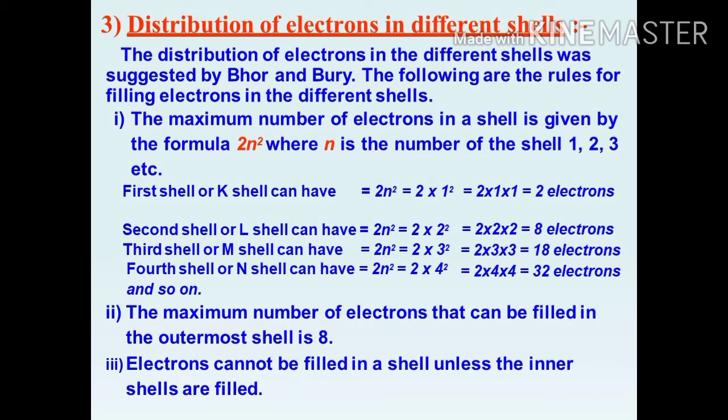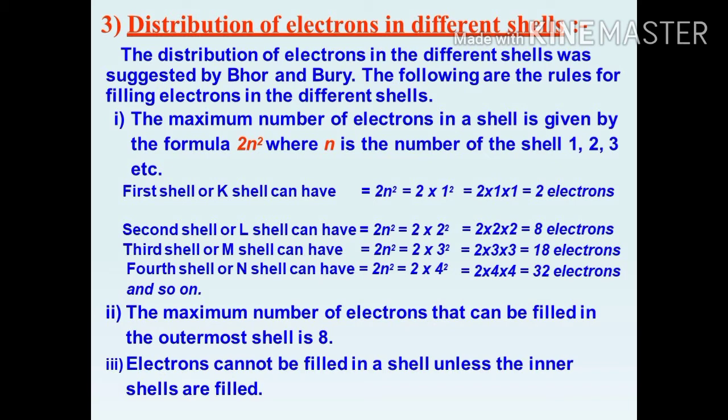Already last time I showed that the number of shells is designated as 1, 2, 3. So n is the number of the shell. What is the first shell? K shell. How many electrons are in the K shell? How can we calculate it? What is the formula for calculating the number of electrons?